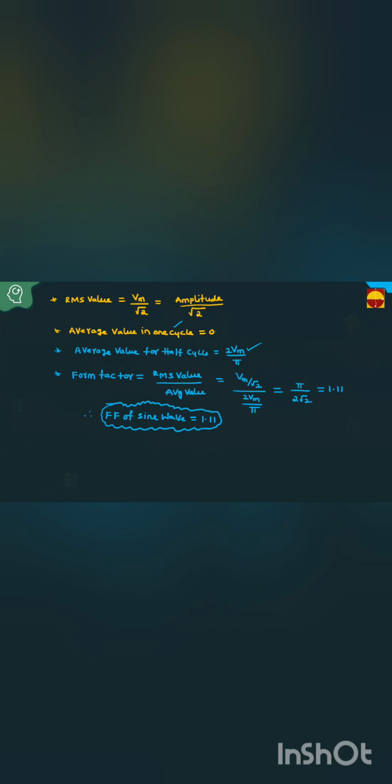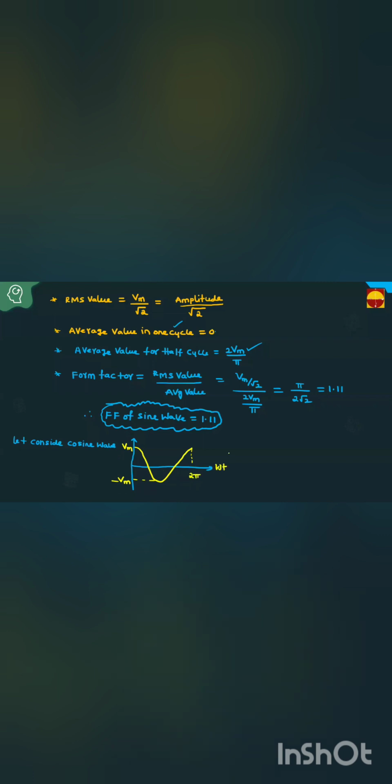Not only sine wave, even for a cosine wave, these points are applicable. For example, let's consider a cosine waveform. This is cosine, drawn for one cycle. This is Vm, and this is minus Vm. This is pi by 2, 3 pi by 2. Then you take it for one cycle.